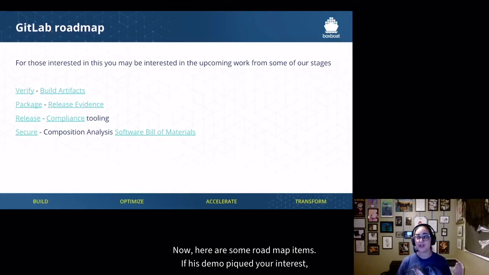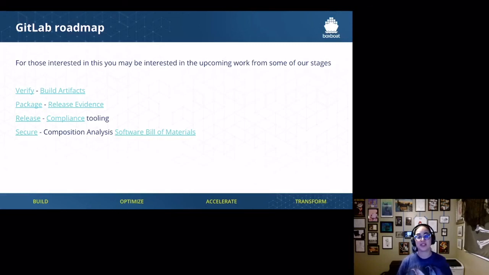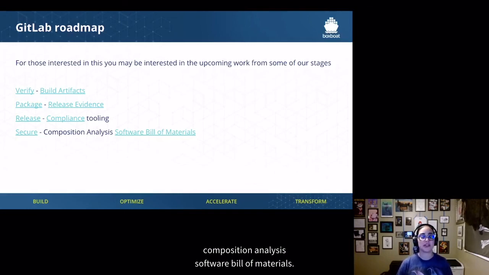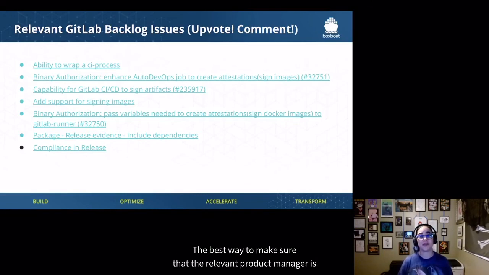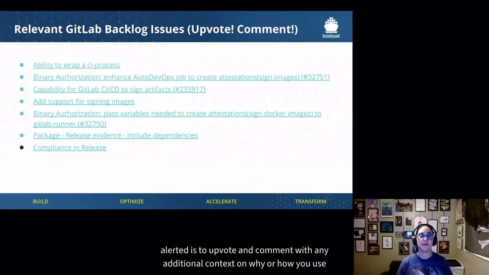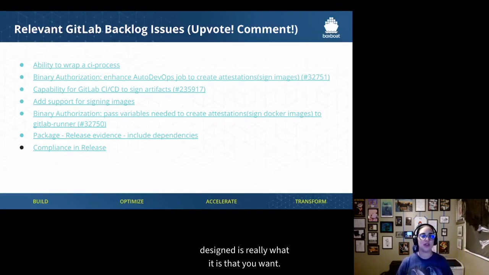Now, here are some roadmap items. If his demo piqued your interest, you may want to keep an eye on these. Verify build artifacts, package release evidence, release compliance tooling, and secure composition analysis software bill of materials. And here are some of the relevant GitLab backlog issues. The best way to make sure that the relevant product manager is alerted is to upvote and comment with any additional context on why or how you would use the proposed feature in the issue, so that they can be sure that what they've designed is really what it is that you want.